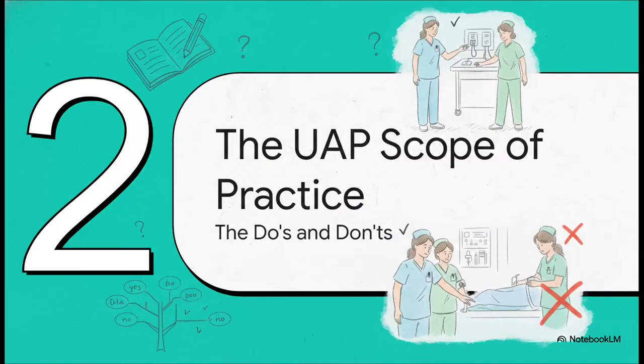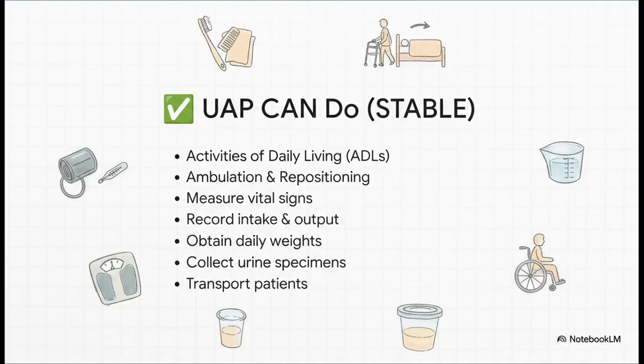Okay, so let's get practical. This is where the rubber meets the road. Knowing what you can and absolutely cannot hand off to a UAP is the core of what the NCLEX is going to test you on. So what's in the UAP's wheelhouse? Well, for stable patients, and that's a key word, stable, they can totally handle routine, predictable care.